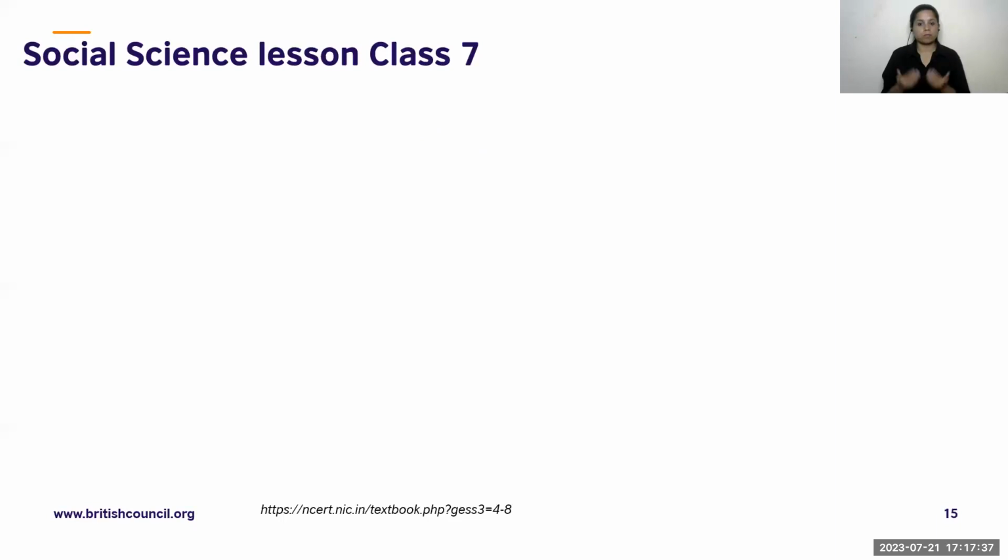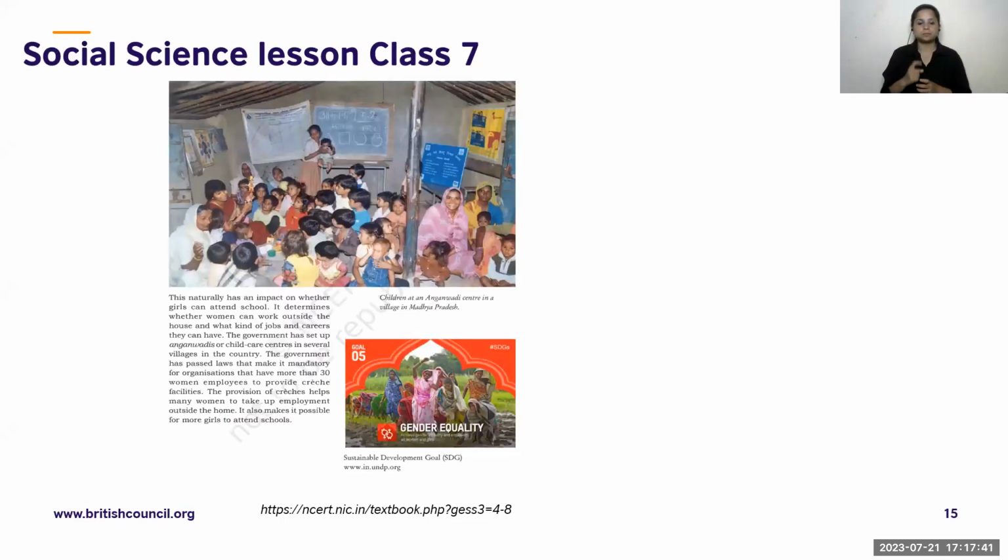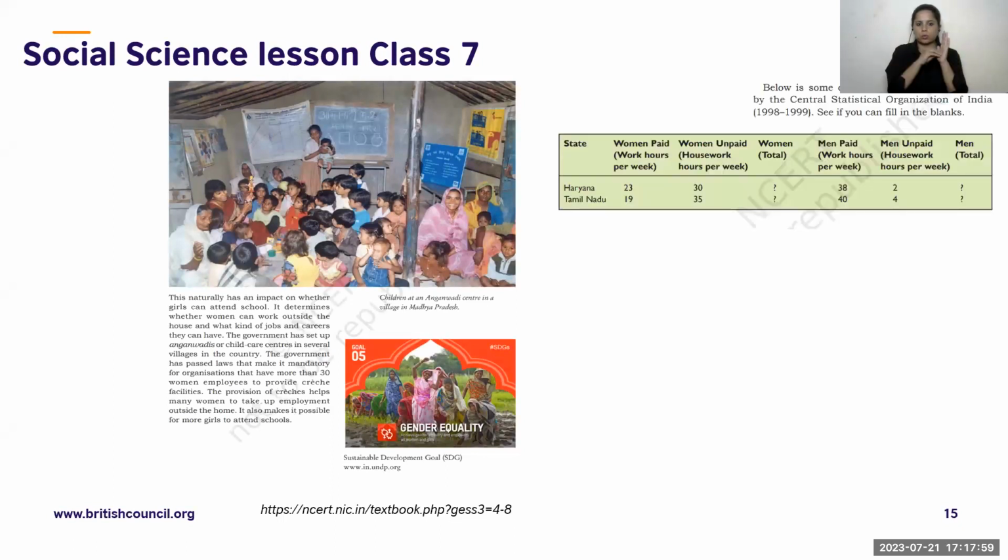Now we are moving on to a social science lesson of class 7. This lesson has very good graphics. It's got an Anganwadi as an image. Why an Anganwadi? Because it's empowering women to go out and work, and their children are kept safely. It's already got goal 5, gender equality, inserted there. There's some statistics about paid and unpaid work for men and women. But apart from gender equality, what other goals could we put in here?